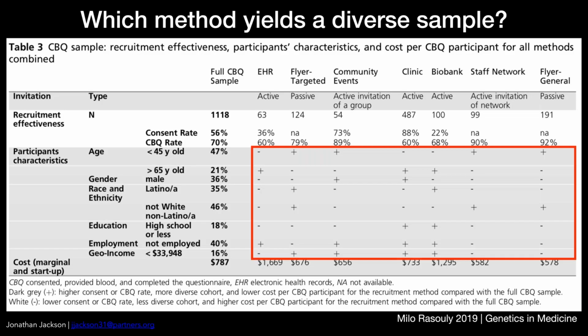Now, if you're also trying to talk about diversity, I've included this very, very busy slide on purpose and drawn a red box around the part that I want you to orient to. What you can see here is if there's a plus, it means that one of the 7 methods is pretty good at recruiting that kind of group. So individuals who are less than 45 or over 65, individuals who are male or various races and ethnicities.